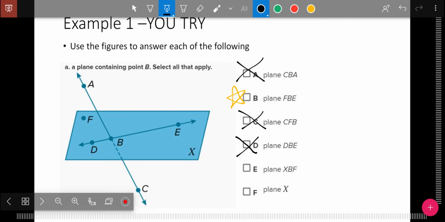What about plane XBF? This is a tricky one. Plane XBF. X down here isn't a point. X is the italic name in the corner, so I can't name it as a point. I can, however, name it just as plane X. So those are the two right answers. Hopefully you sorted that out if you paused the video. If not, hopefully you're starting to grasp that concept now.